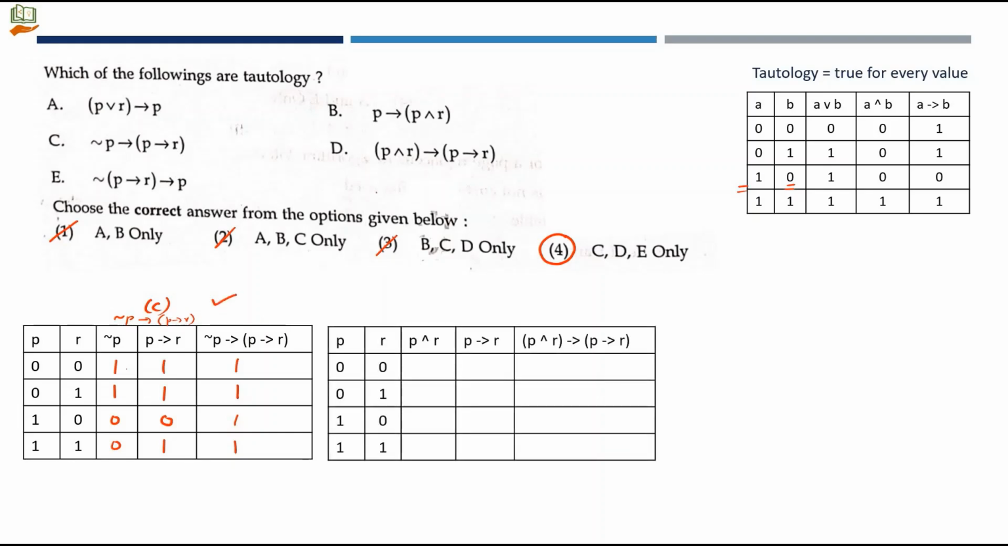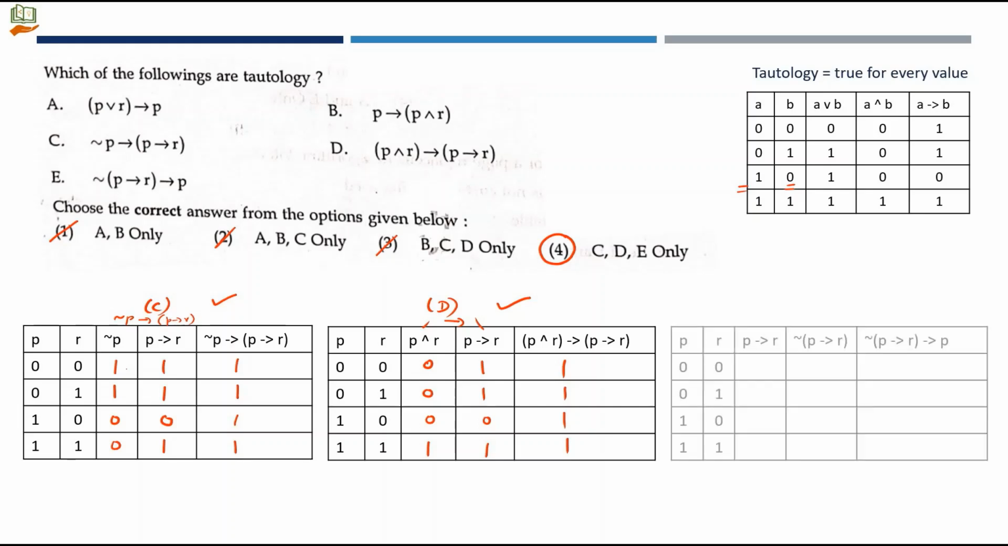Next we will check for D. We have to compute P and R. So we will write the values of P and R here. We have to write for the implies operator. This will be 1, 1, 0, 1. Now we have to directly apply the implies operator between these two expressions. Do you have the combination of 1, 0 here? You don't have it anywhere. So all the values in the final column will be 1. D is also a tautology.